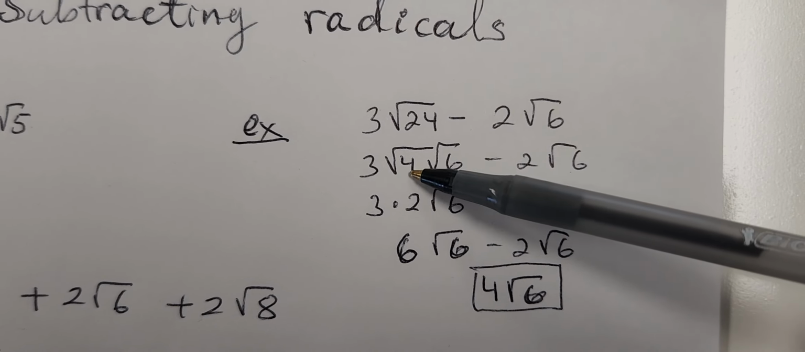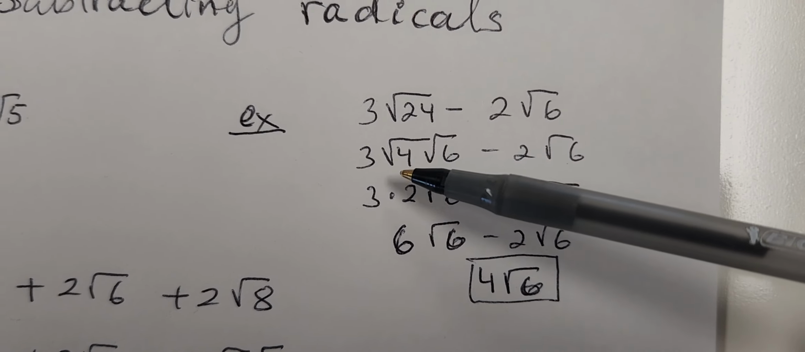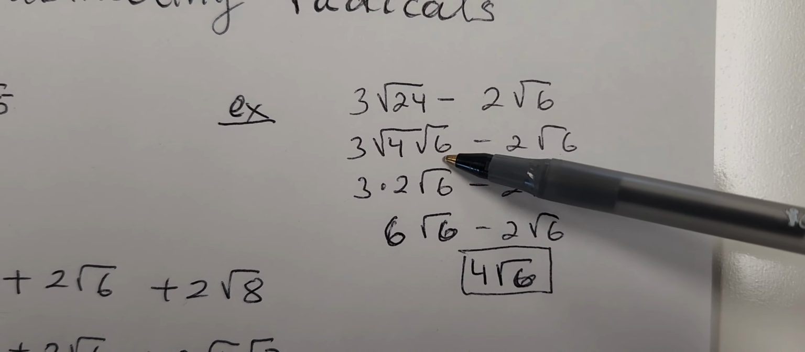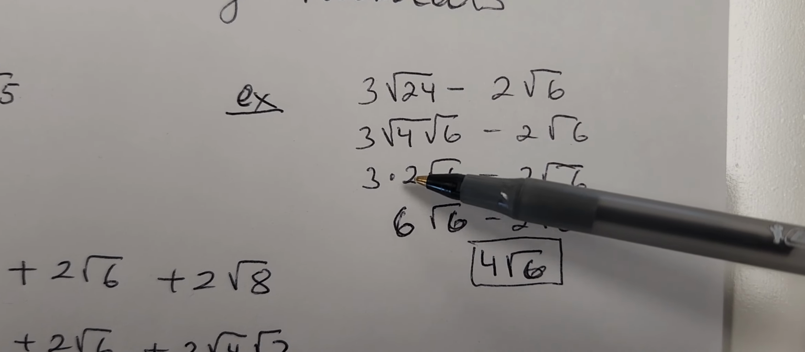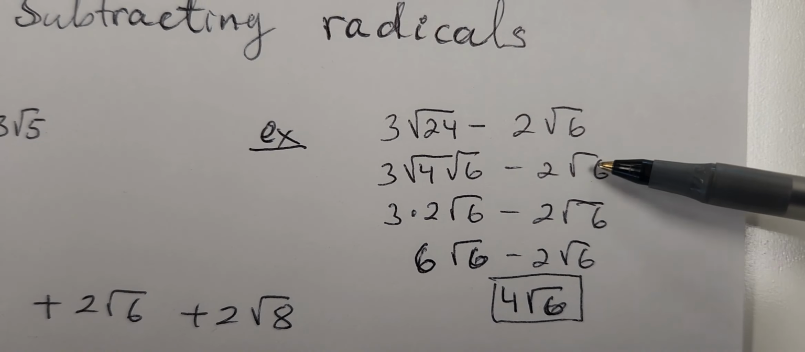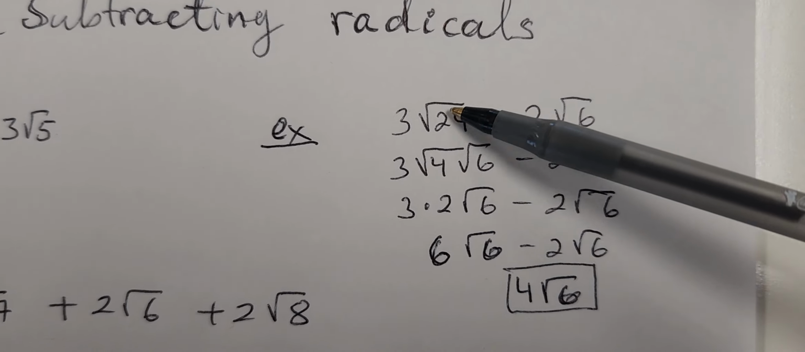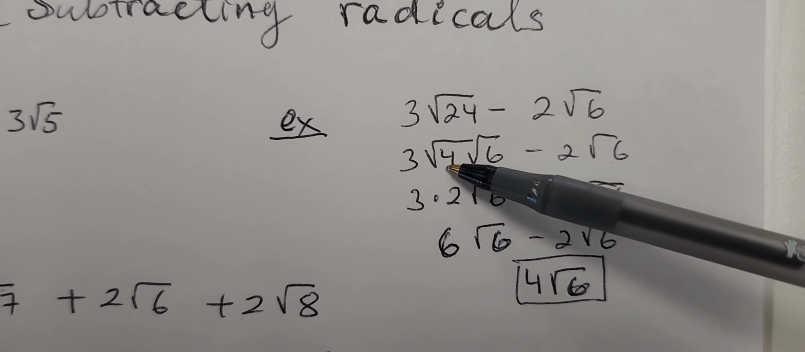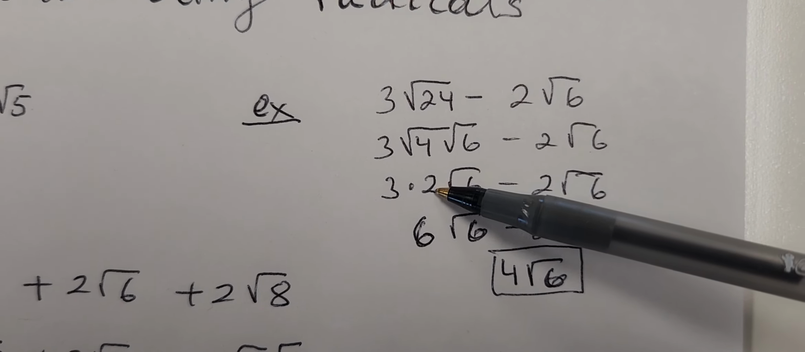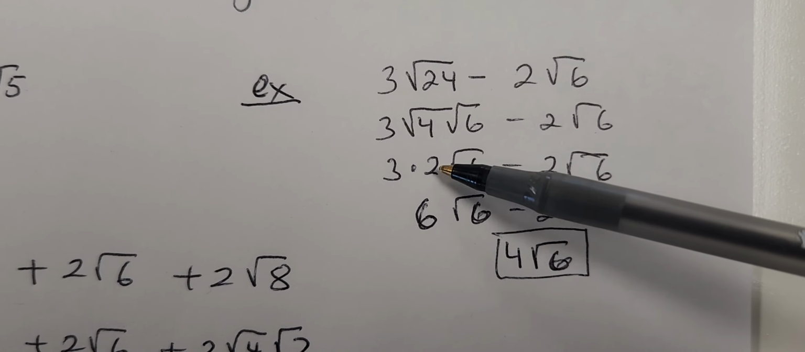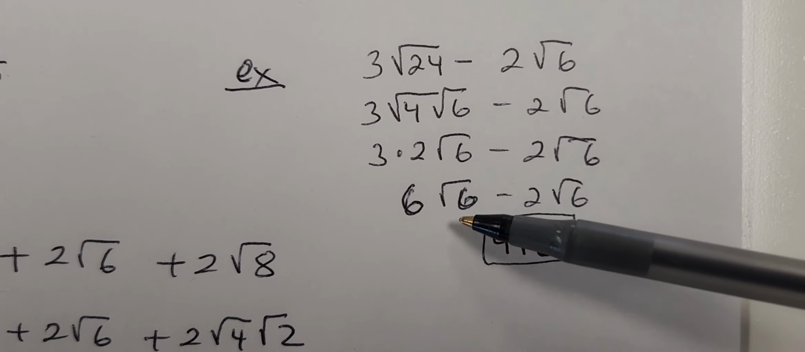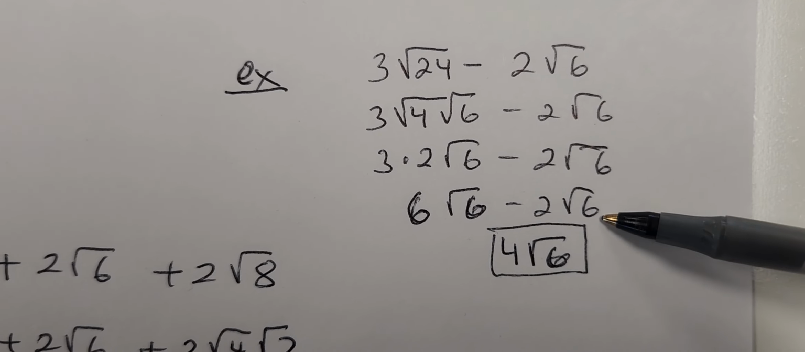The reason why I chose 4 and 6 is because the square root of 4 is 2. Over here, I can't do anything about it, so I leave this one alone as is. So the square root of 4 becomes 2, and then 3 times 2 gives me the 6 radical 6. Bring down the 2 radical 6.